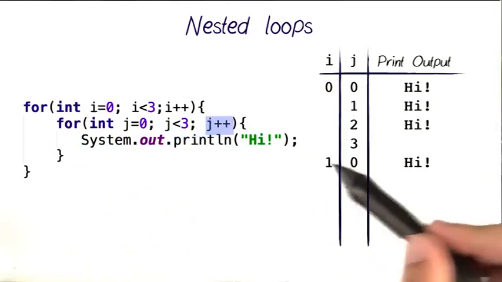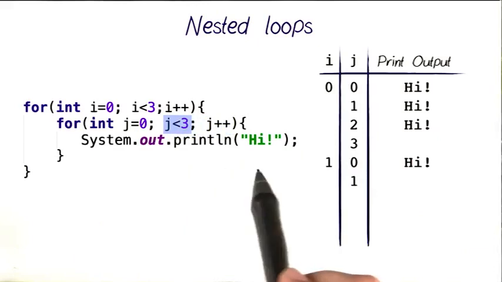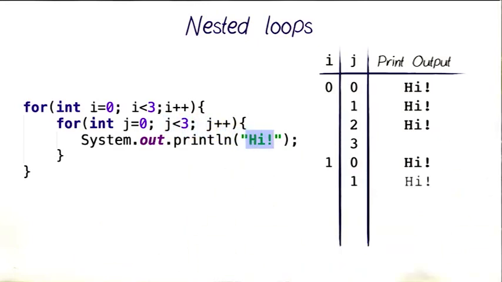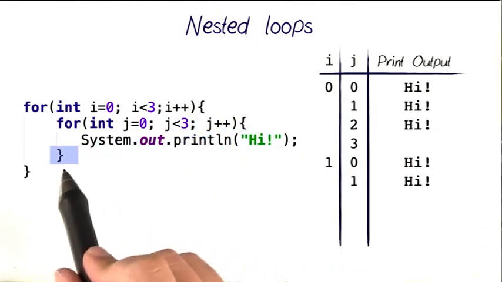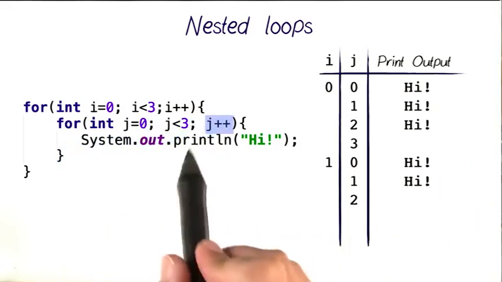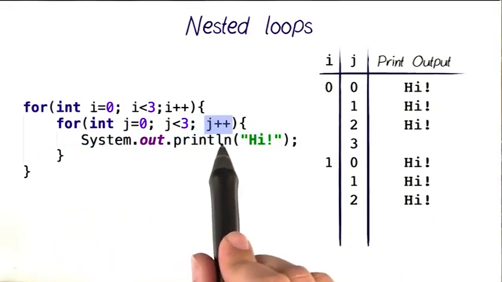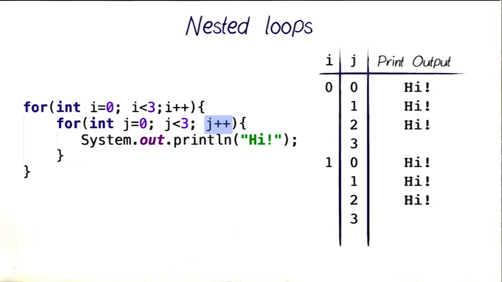So we go back up and increment j, going from 0 to 1, and then checking if it's less than 3, which it is, so we print out hi again, and then we end the inner loop again, go back up, increment j to 2, check if it's less than 3, which it is, so we print out hi again. And then we repeat this until j++ makes our value 3.